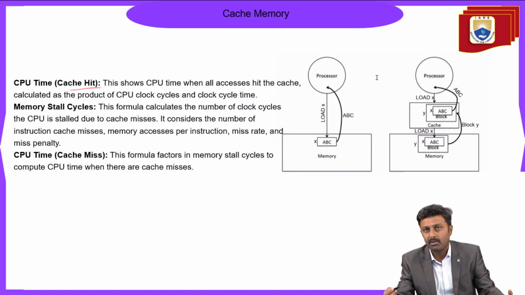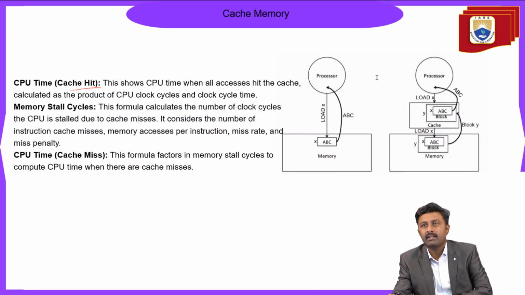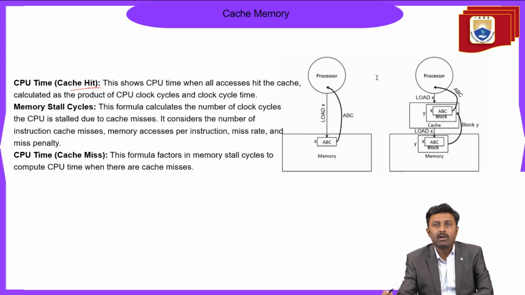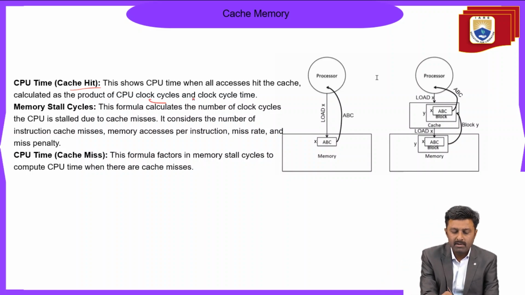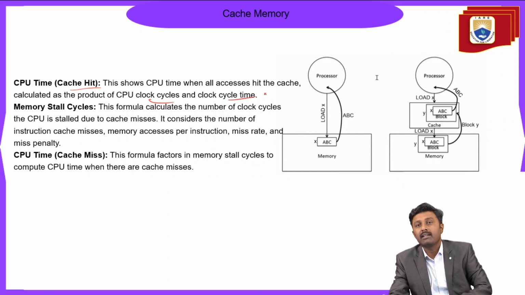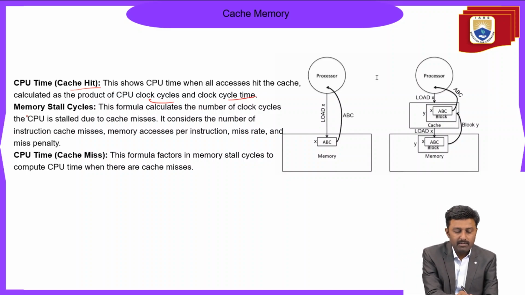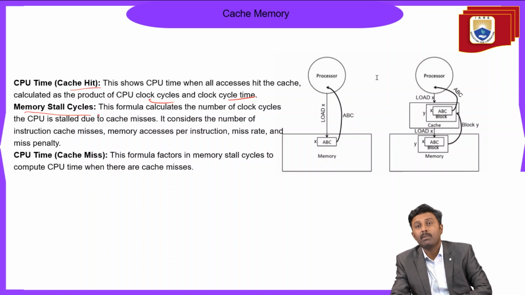So if the processor is able to get it, it is called a cache hit. That is a success: the data is present and it is given to the processor of the CPU for execution. This is calculated as the product of the clock cycles and the clock cycle time. Then we have to remember the term memory stall cycle.